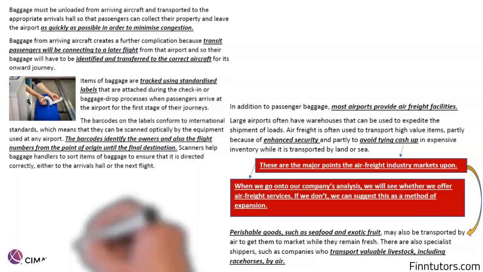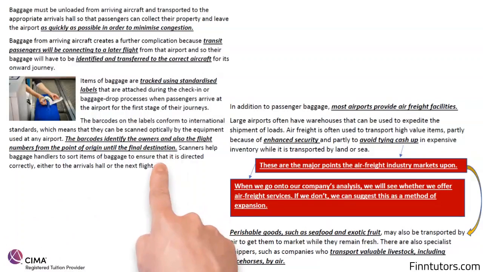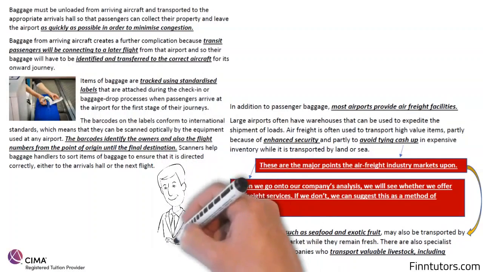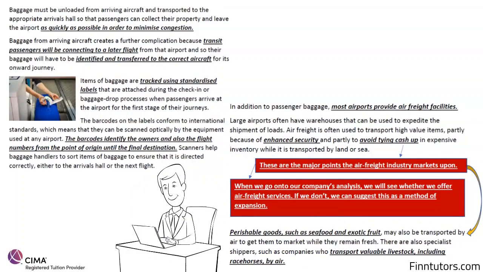the passengers can collect their baggage and so there is less waiting time and less congestion. Again, customer service is important in this industry. Baggage from arriving aircraft creates a further complication because sometimes there are transit passengers as well. So you have to transfer their baggage from one flight to another, and it has to be the correct flight. So there are a whole lot of complications in this industry that need to be looked at.